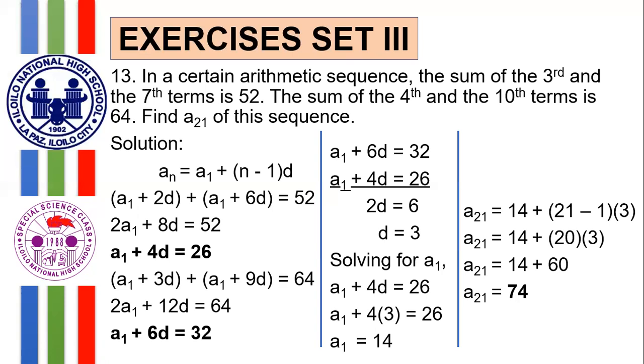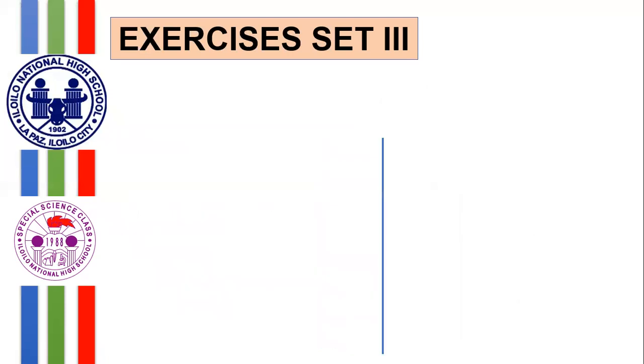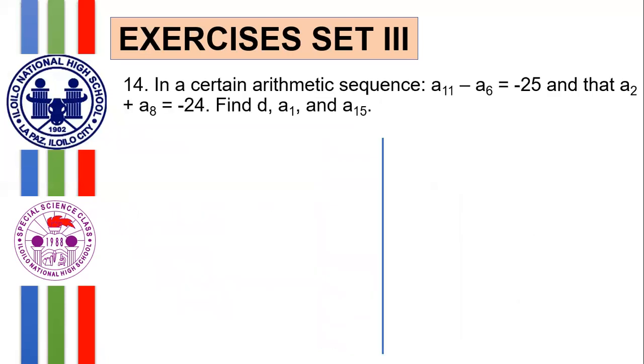And lastly, grade 10, let's have the 14th problem, or the last problem for today's video. In a certain arithmetic sequence, a sub 11 minus a sub 6 is equal to negative 25, and a sub 2 plus a sub 8 equals negative 24. Find d, a sub 1, and a sub 15.